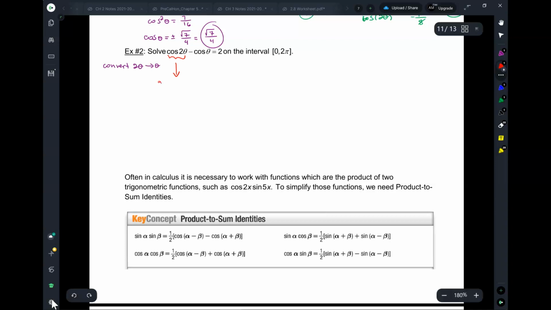Could we use the other one if you wanted? Or no, because that's the only one with just cosine. You'll run into other troubles. So 2 cosine squared theta minus 1 minus cosine theta is equal to 2.